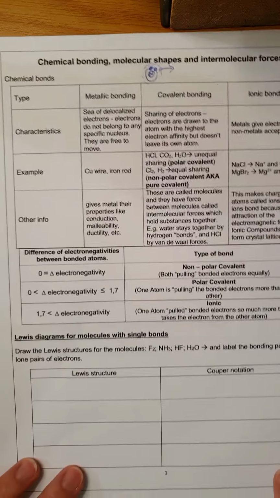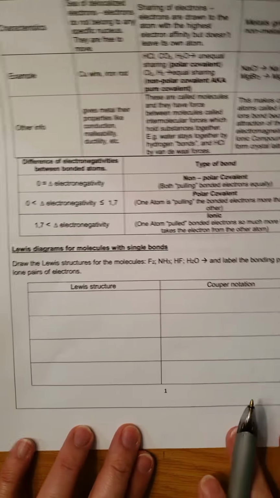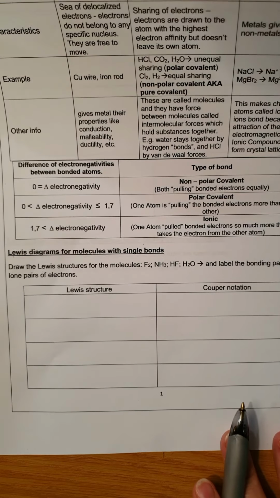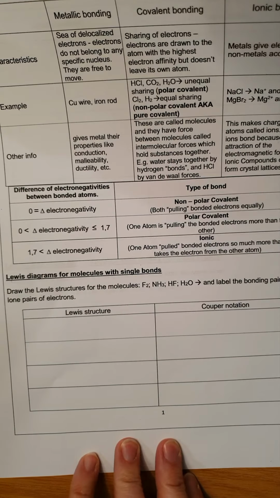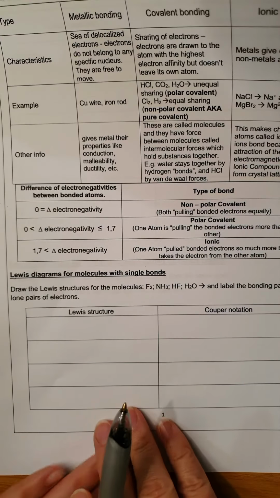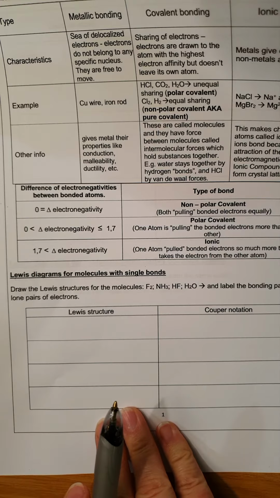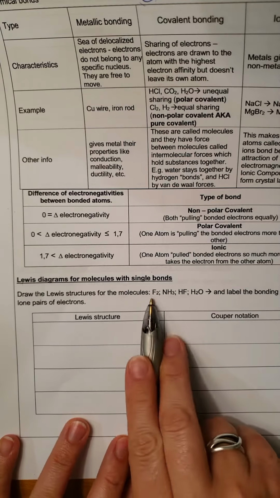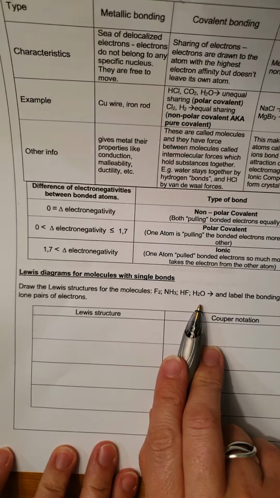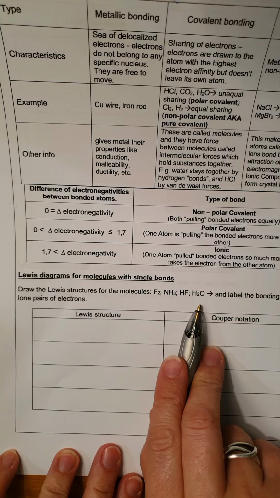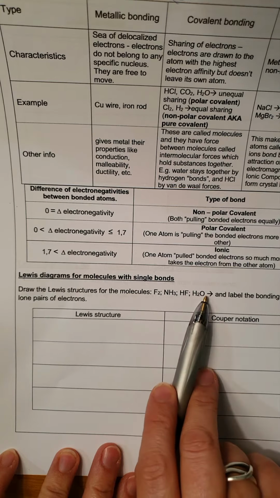Now, Lewis diagrams for molecules with single bonds. I know this is tedious and you don't like Lewis structures, but you have to do this so that you can start getting the shapes right. When you get the shapes right, that means you can start getting your intermolecular forces right. So I'm just going to show you these, where we draw the Lewis structures for the molecules.